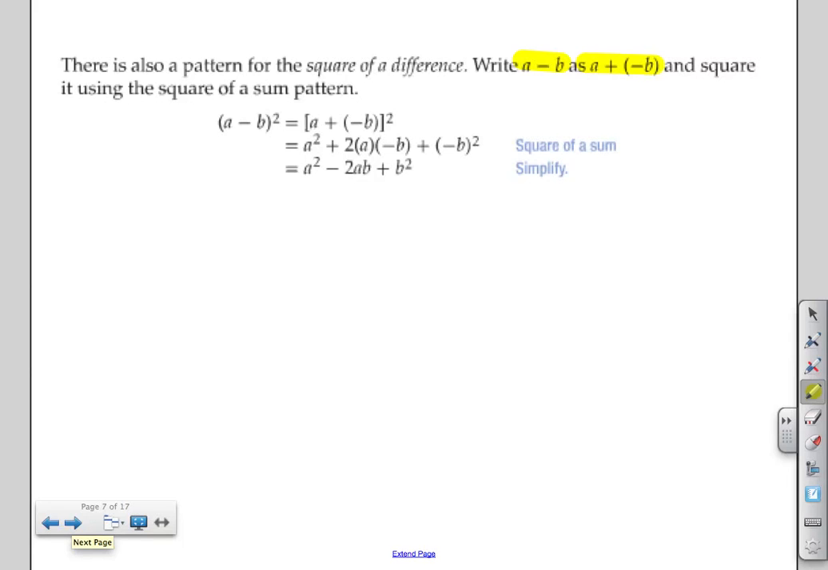So a minus b squared, let's think of it as the quantity a plus a negative b squared. Okay? And then you'll notice that you're going to be squaring the a's, you're going to be squaring the b's, and you're going to have a negative 2ab in the middle, twice the product of a and b. And notice, because you're multiplying a negative by a negative here, you're going to get a positive term there. Okay, let's look at some of those.